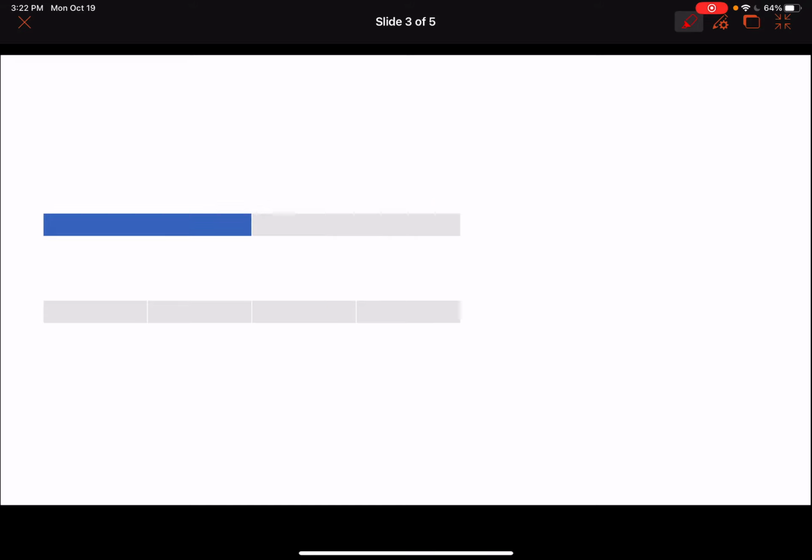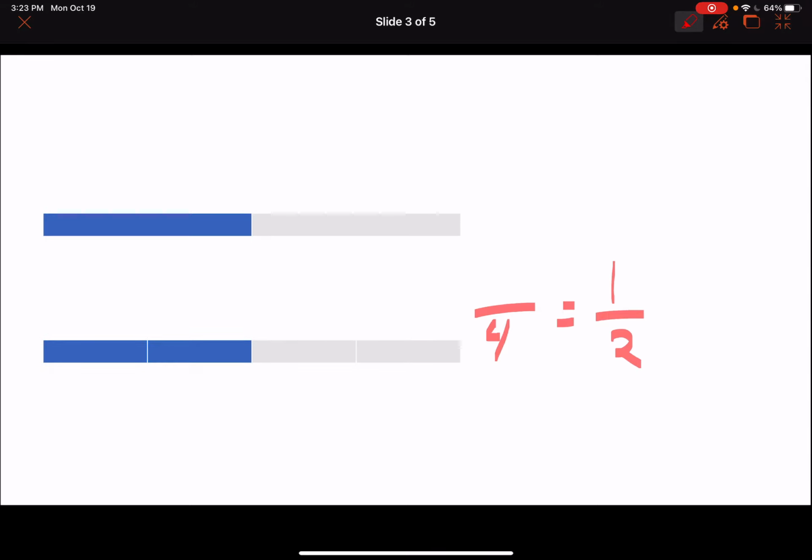Looking here, if I was going to get you to shade the bottom fraction strip, which is out of 4, so that it is equivalent to the top fraction strip, which is 1/2, how would you shade this? Hopefully you shaded in 2 of those pieces. So 2/4 is equal to, or equivalent to, 1/2.